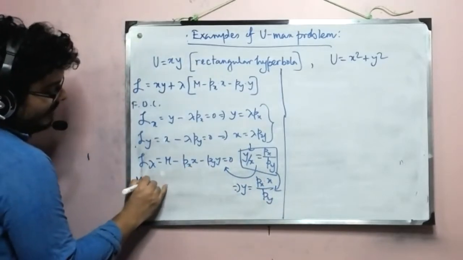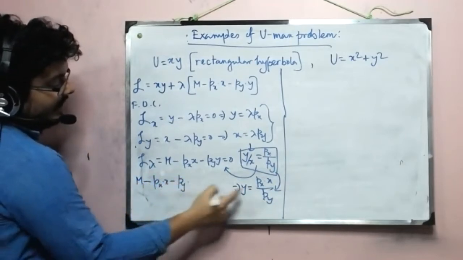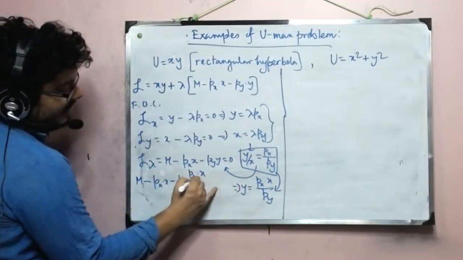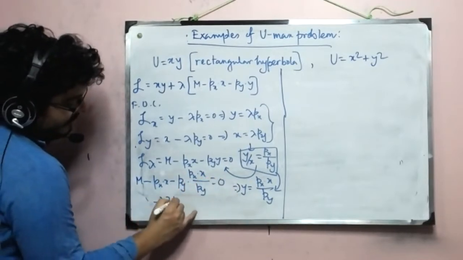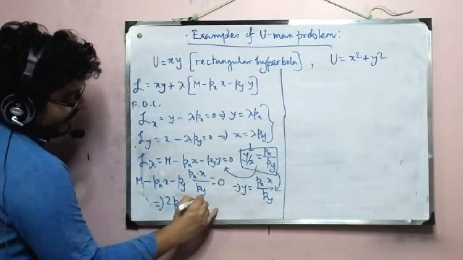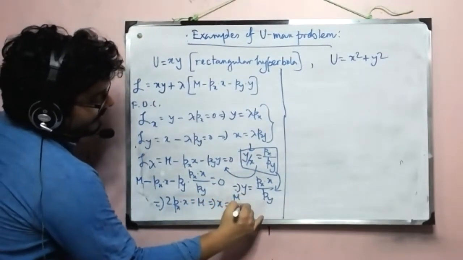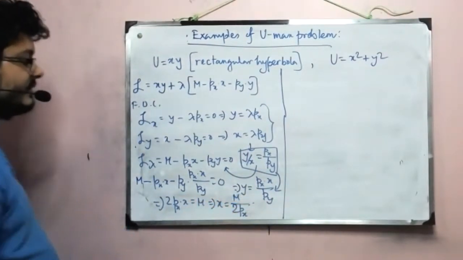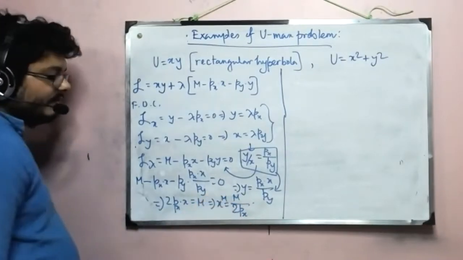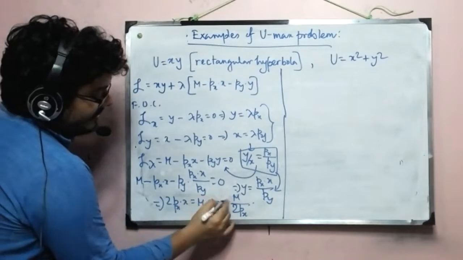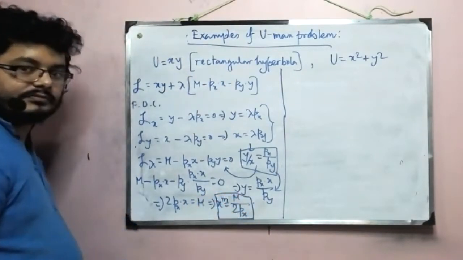So from here we get this y, okay, and if I put it here, then it will be m minus px x, it will remain same. So in place of y, I'm writing px into x by py, which is equal to 0. So that will give me 2px into x equal to m. So x equal to m by 2px. Okay. So that is my Marshallian demand function. Okay. So this is, okay, let me write small m. So this is my Marshallian demand function.